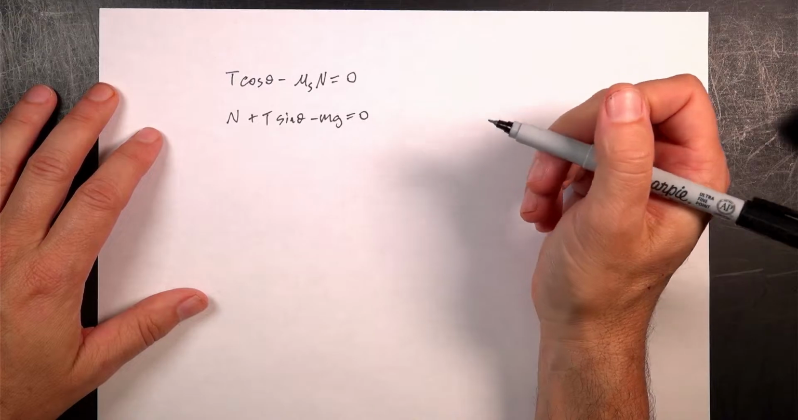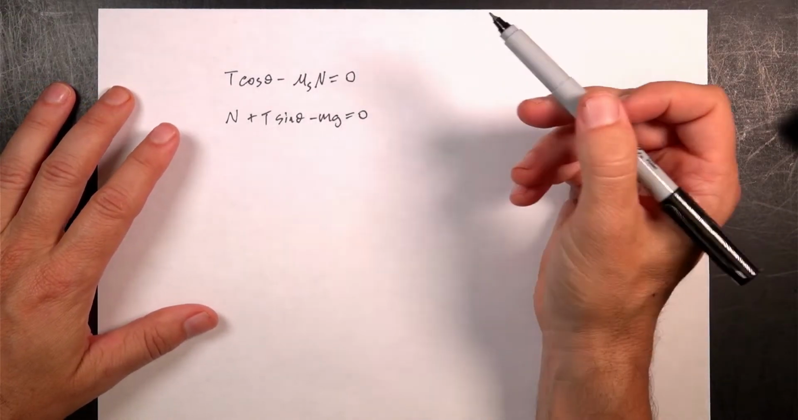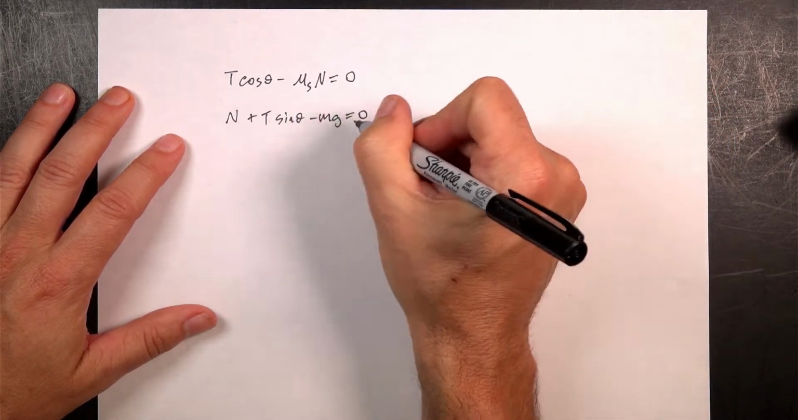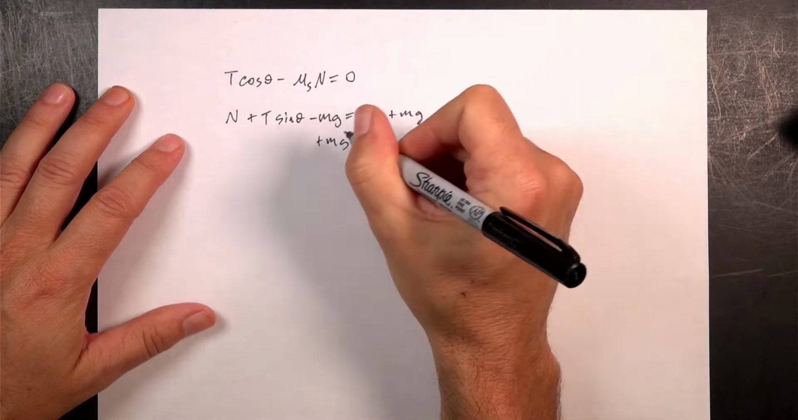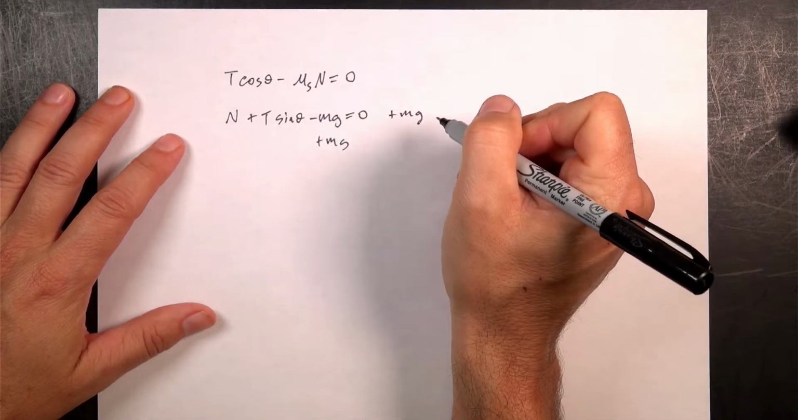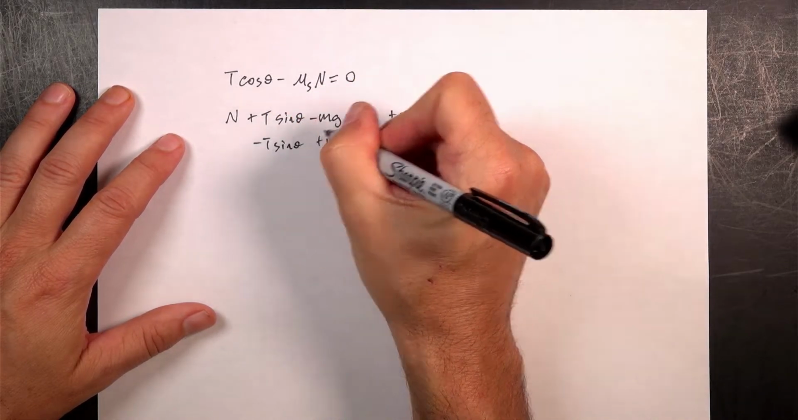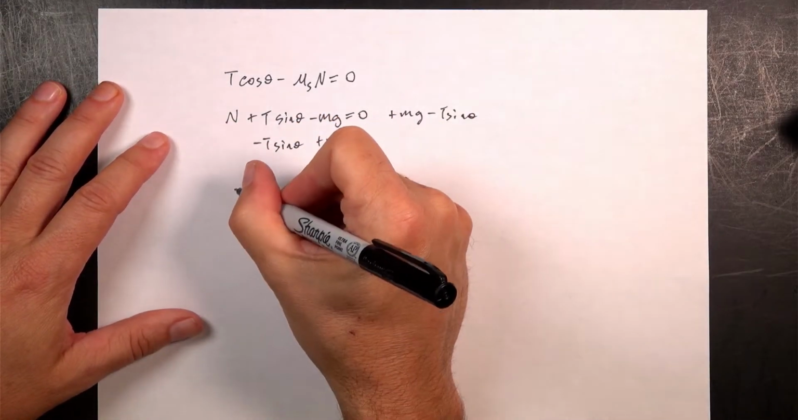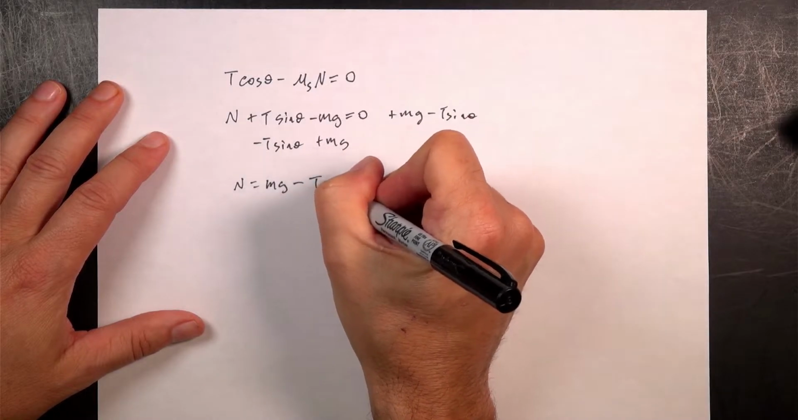So again, I need to solve one of these for one of the variables and substitute into the other. I care about t. So let's solve this for n. So I'm going to add mg to both sides. If I do the same thing to both sides of the equations, that's fine. And then I'm going to subtract t sine theta from both sides. So now this equation becomes n equals mg minus t sine theta.